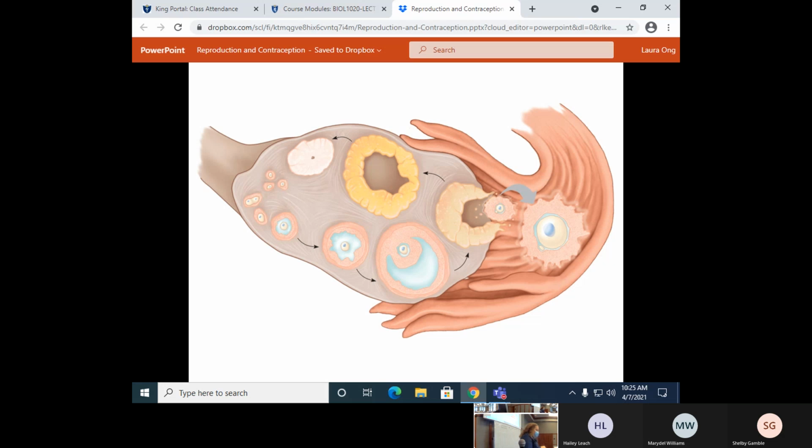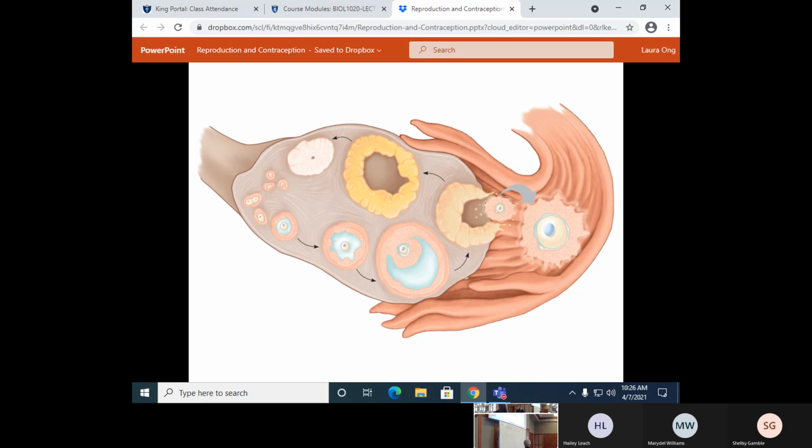So, as soon as a female infant is born, she already has all the eggs in her ovaries that she's going to have in her entire life. And that number is around 250,000 total. And they would kind of be split between both ovaries.